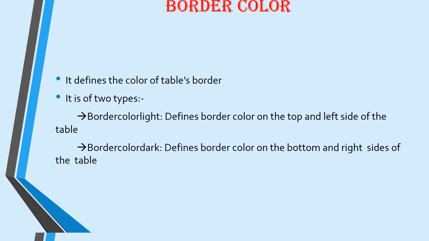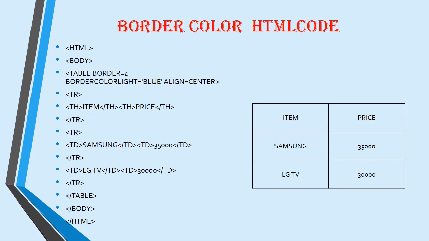I'll just show. This is a simple table I have drawn. I want to make the border color light equal to blue. That's what I have given in this. Let's see what is happening over here. HTML, body, table border color light equal to blue, align equal to center. Every time we want the table at the center, that's why I've given align equal to center.